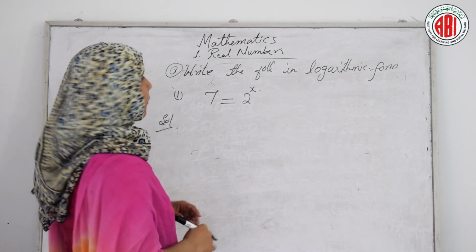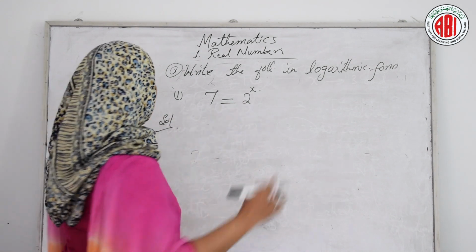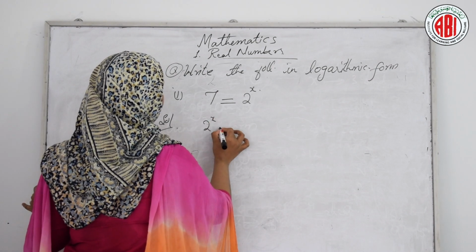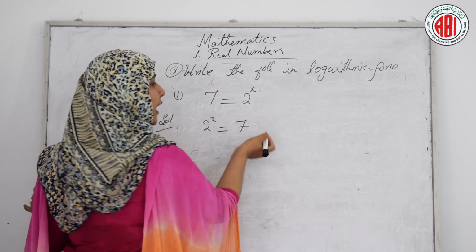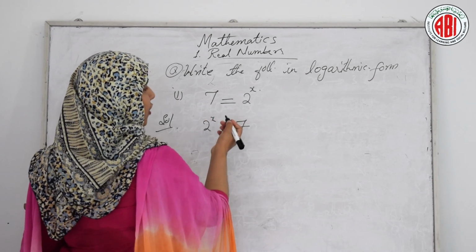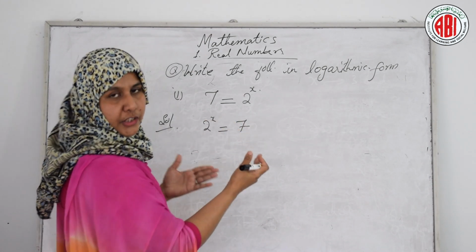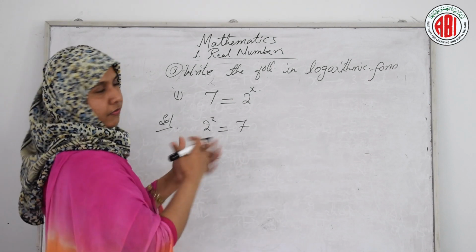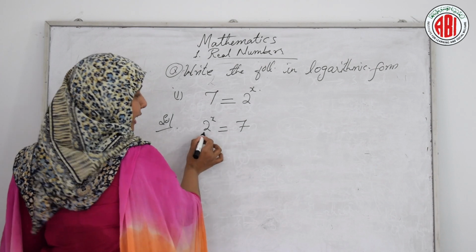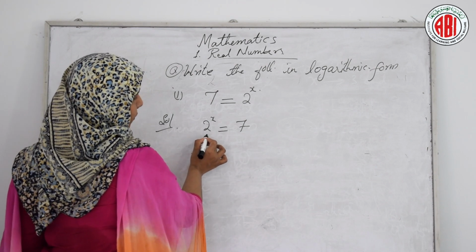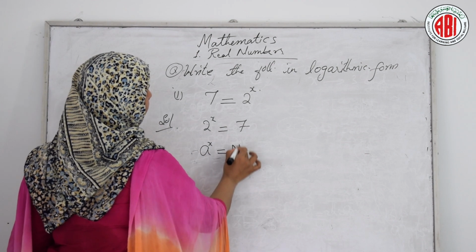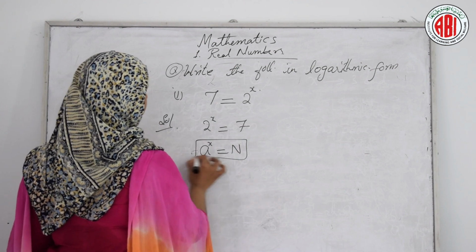What will this be? It is given in exponential form. That means 2 to the power x is equal to 7. Can we write it this way? Yes, both are equal. Now, what is the general form? You have to apply the general form so that we will not make any mistakes. The general form of exponential is a to the power x is equal to n.